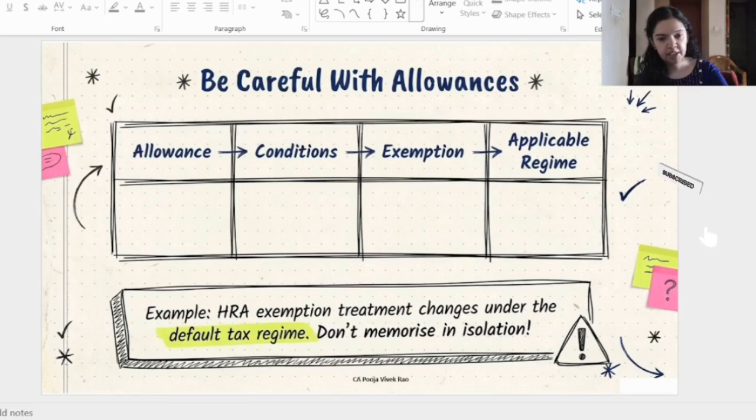Instead, prepare a simple table: allowances, condition and exemption, and applicable regime. This will make the revision much easier. In this table format, you can prepare the notes so that you can revise this one day before the exam.